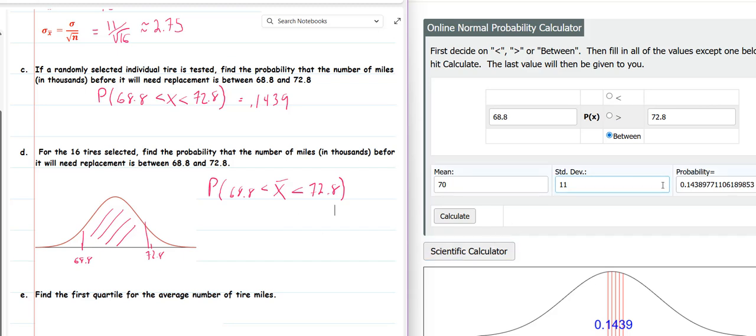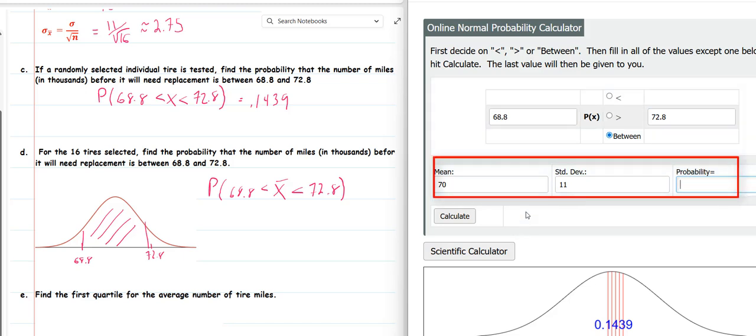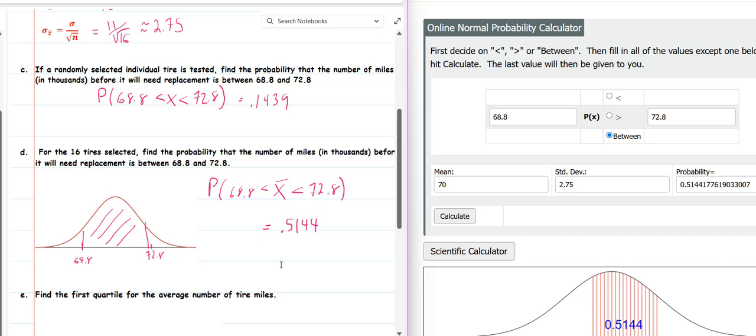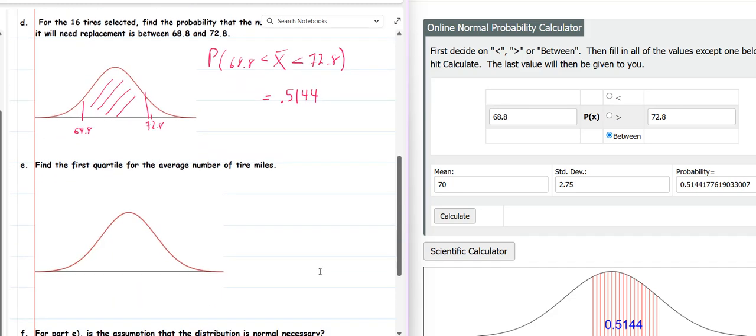So I'm going to come over here to my calculator, clear out the old entries, and put in the new standard deviation, which is 2.75, and hit calculate. And to 4 decimals, we get 0.5144.